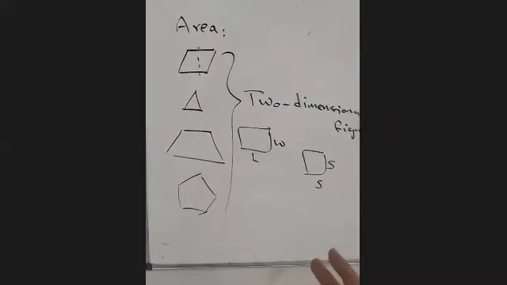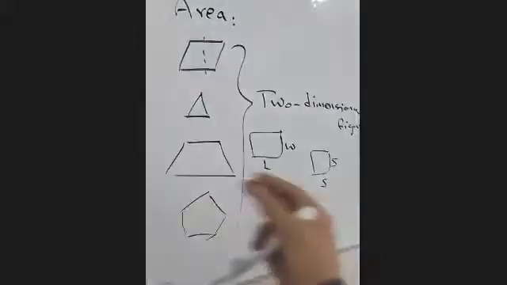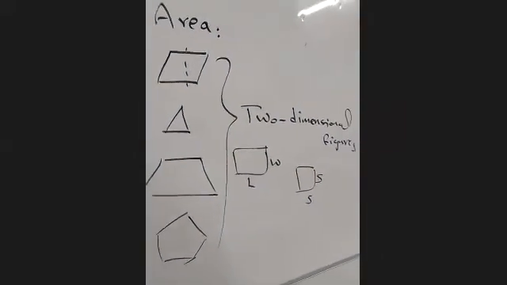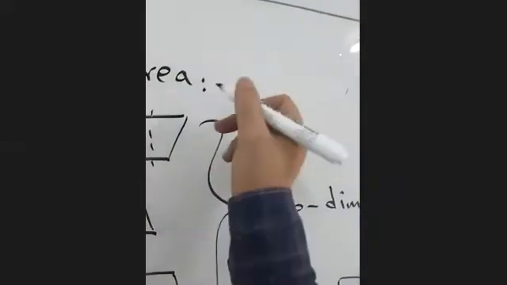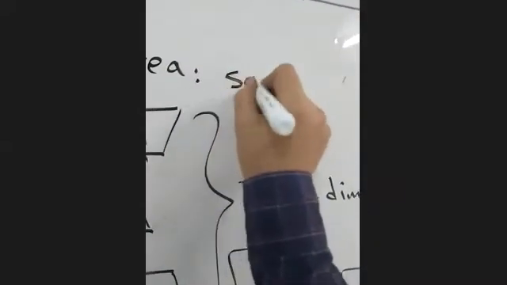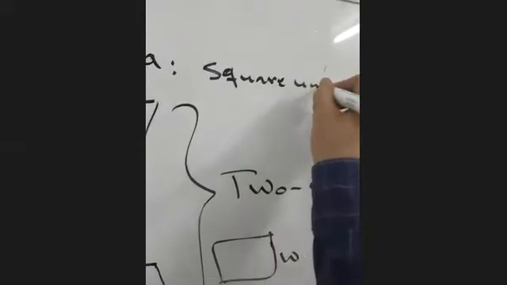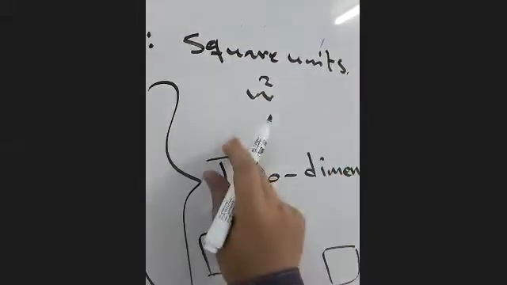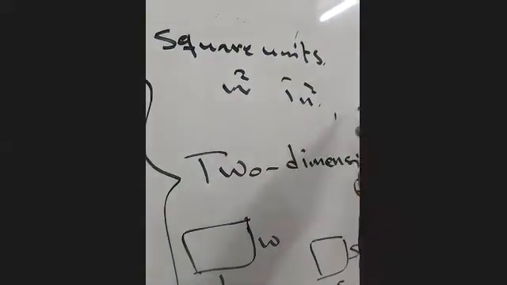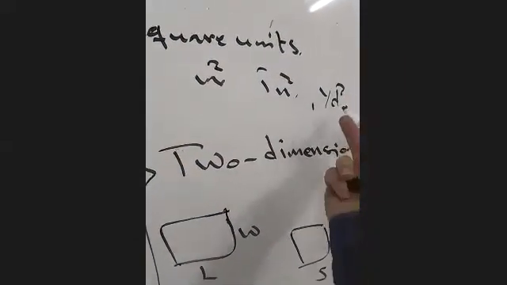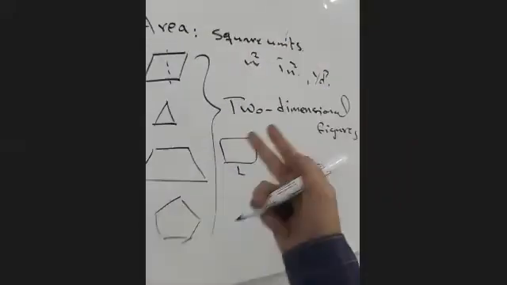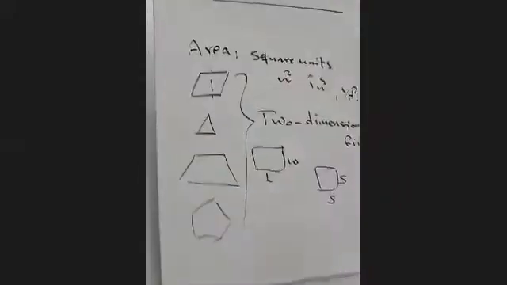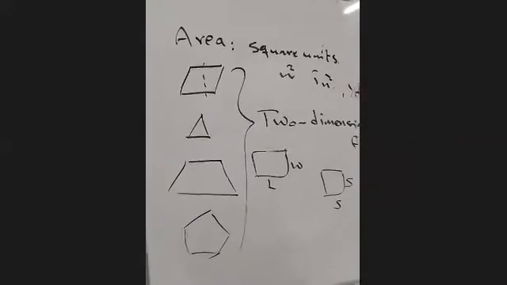What did we find for them? We found the area and the perimeter. And if you remember, the area unit is, for example, square units: meter power 2, inch power 2, yard power 2, because we have two-dimensional figures for the area. This we took in the previous chapter.